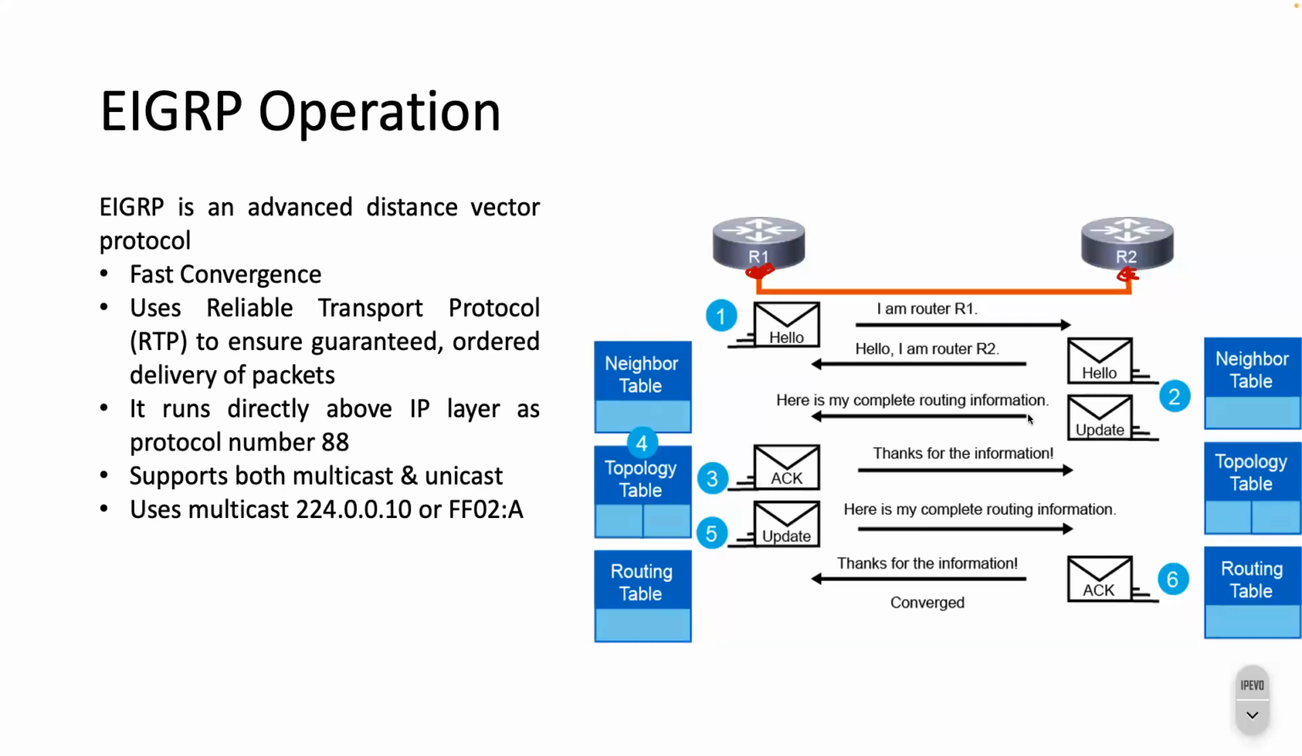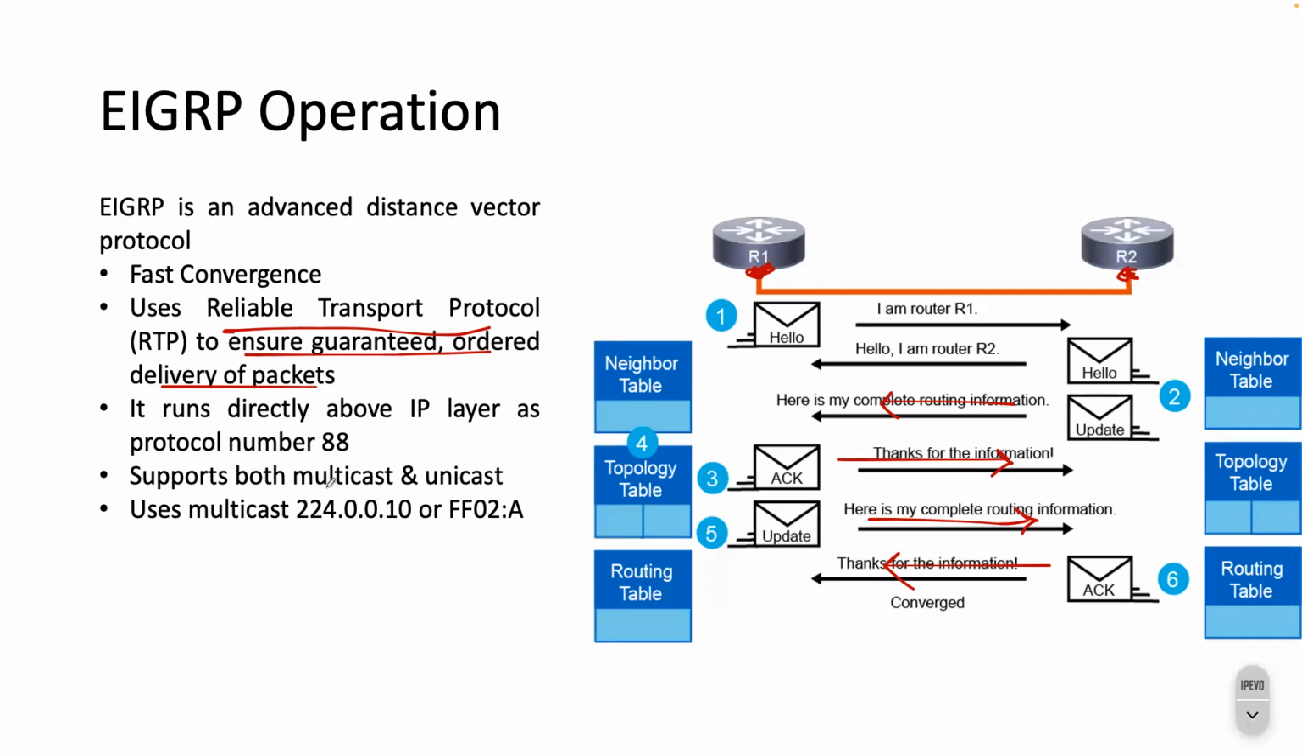For example, this router sends an update packet. It will basically acknowledge that packet also. Same way, this R1 is sending that packet towards R2. R2 will acknowledge that packet. So that's why we are saying it uses a reliable transport protocol, which ensures guaranteed and ordered delivery of packets.